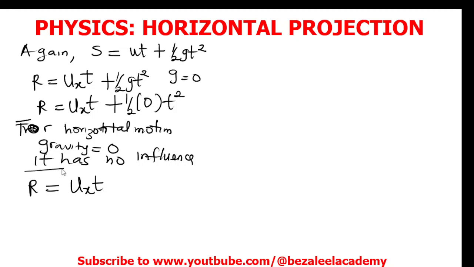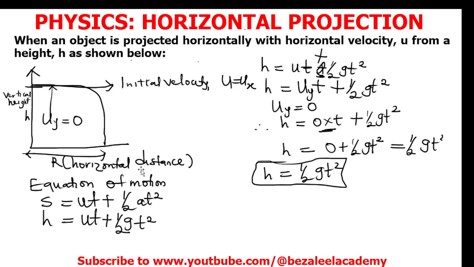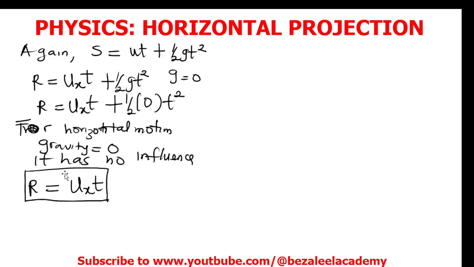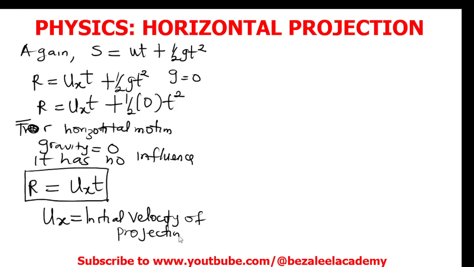So from there, we should take note that this is the relationship between our horizontal distance covered from this diagram and ux, which is the initial velocity of projection.